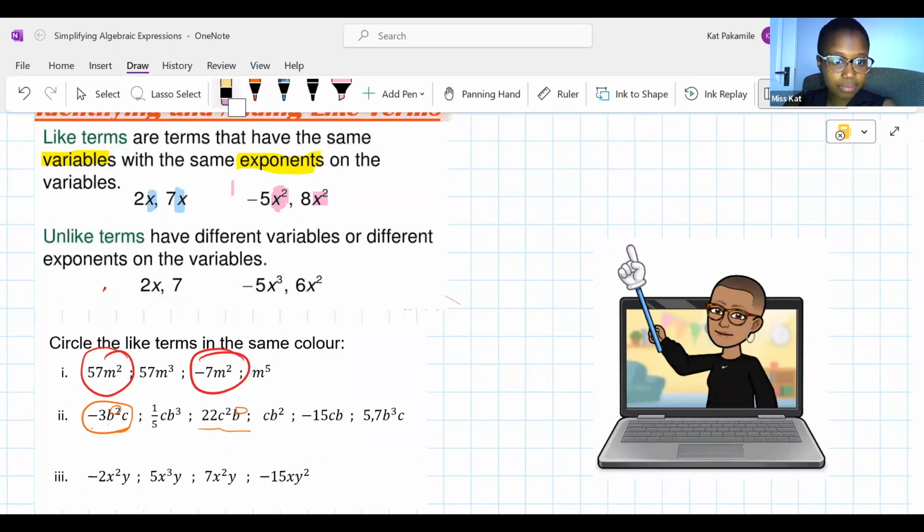Yes, ma'am. Let's check again. Where do we have 2 B's and 1 C? cb squared. Thank you. Those are my like terms. Do you see? Yes, ma'am. Beautiful. Thank you for trying.